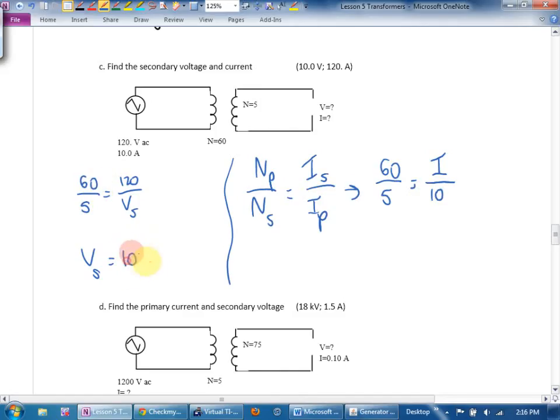You get 10 volts. I'm doing this all in my head. And I actually plug the numbers in right away without showing my work, which I would never do on a test, but I'm trying to get two lessons done today. And for the secondary current, do you get 600 divided by 5? It's going to be 1200 divided by, no, sorry, 120? This lowers the voltage. It's a step-down transformer. It does raise the current.